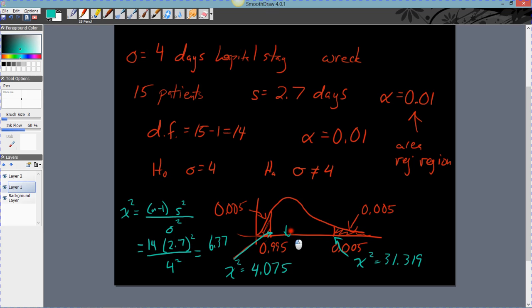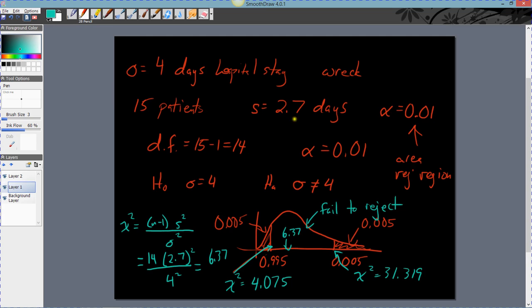So we're somewhere around here. So this one we will fail to reject, because we're not in the rejection region. It's like we thought, well, this 2.7 seemed low, but it wasn't low enough. We'd have to get from the 6.37 down to somewhere below this 4.07 if we wanted to actually reject this. All right, well, that's how you use the chi-squared table.